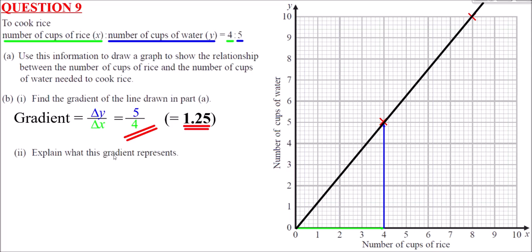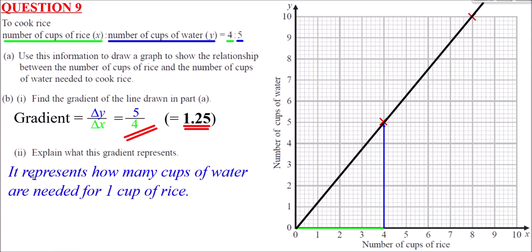We now need to explain what the gradient represents. Well, another way of conceptualizing the gradient is it tells us the increase in y for every 1 unit we increase x. So x, we're talking about numbers of cups of rice. So for every additional cup of rice we have, we need to increase the cups of water by 1.25. I can put this more simply. It just means how many cups of water we need for each cup of rice used. So all we need to say is something like this. It represents how many cups of water are needed for 1 cup of rice.